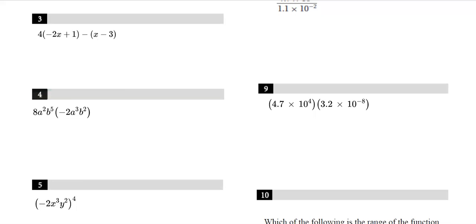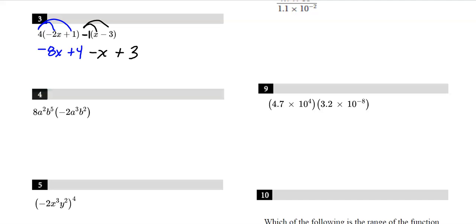Number 3 and number 4. Number 3 is just a normal algebra expression. So I'm going to distribute, and I get negative 8x. Distribute, positive 4. Be very careful here. Whenever there's a minus sign in front of a parentheses, treat it like a negative 1. So I'm going to distribute. I get negative x. Distribute. I'm going to get positive 3.